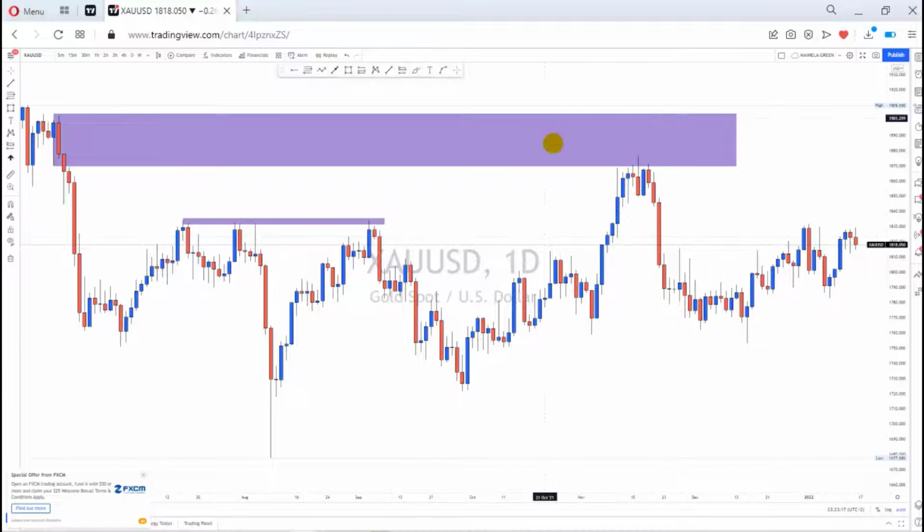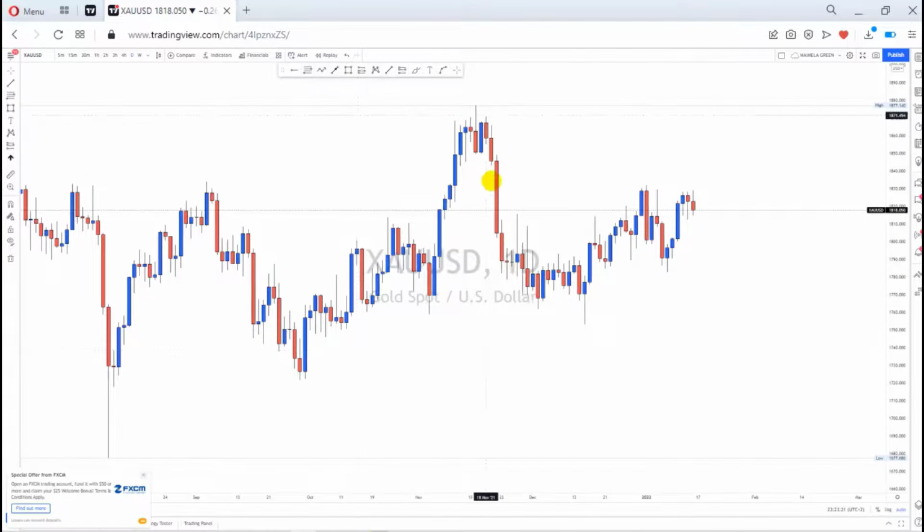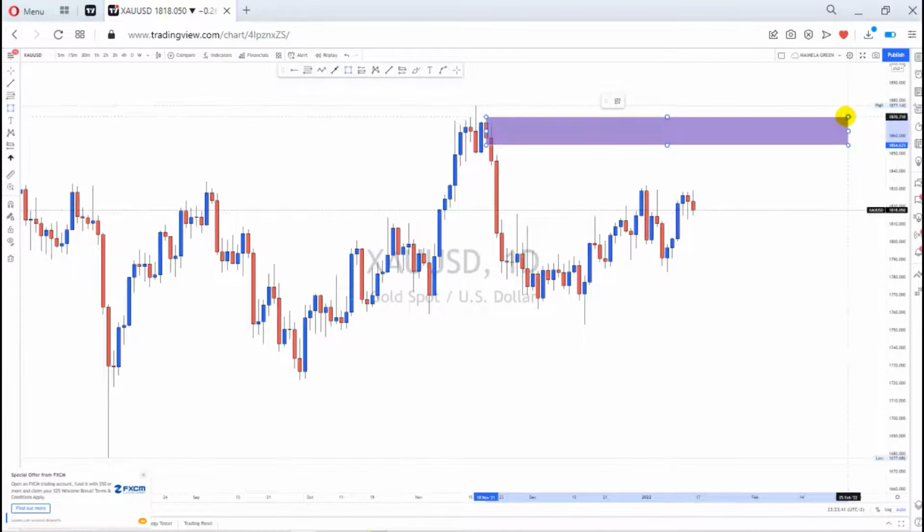Then they broke, went to the supply, and from there they made a huge movement down, giving us a fair value gap here. Then they tried to make a choppy movement, trying to push up here. As you can see, they're still trying to push up. Then this is the supply that I'll be looking for, this one here. Then let's move to the 4-hour time frame.